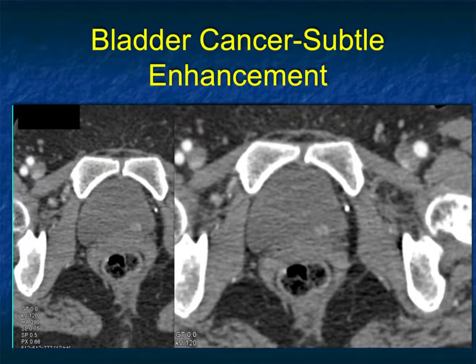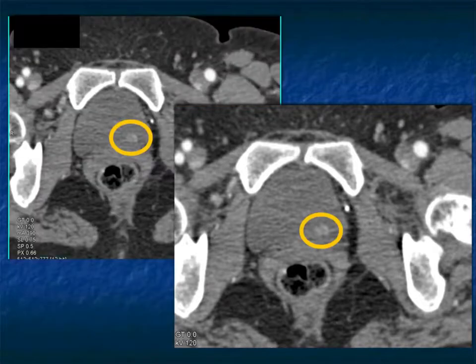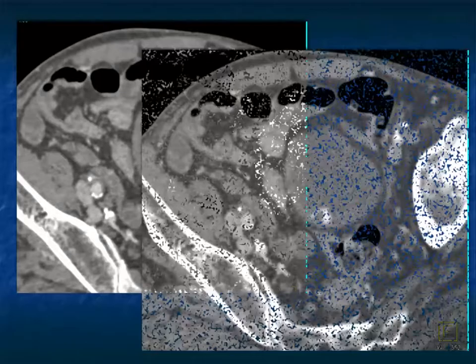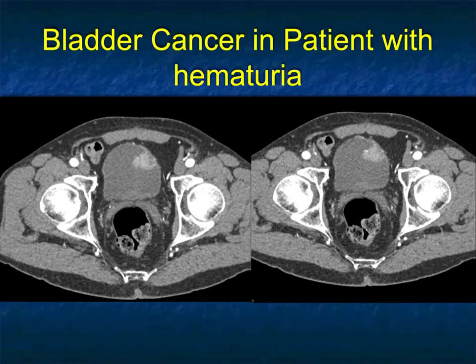And here's just a nice example of very subtle enhancement, posterior wall of the bladder seen on arterial phase imaging, a under 1 centimeter bladder cancer, very nicely shown. Or in this example, you actually see active bleeding from a lesion. There it is nicely on the MIP, again on the MIP, and that was a bladder cancer.